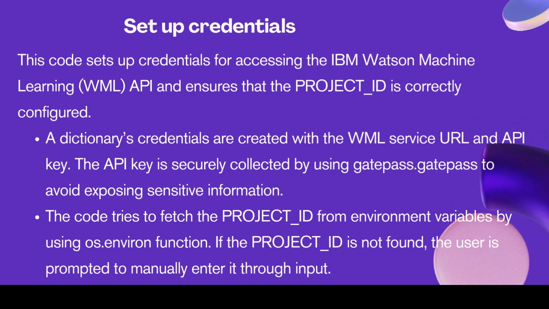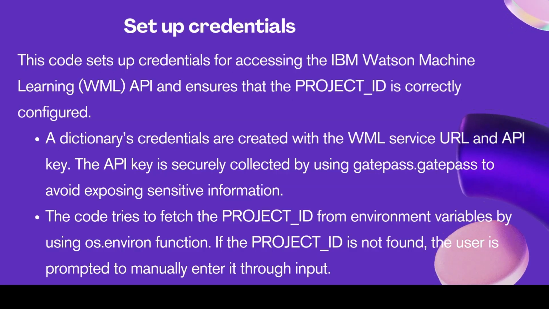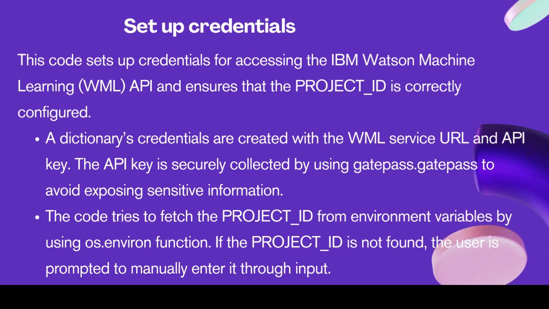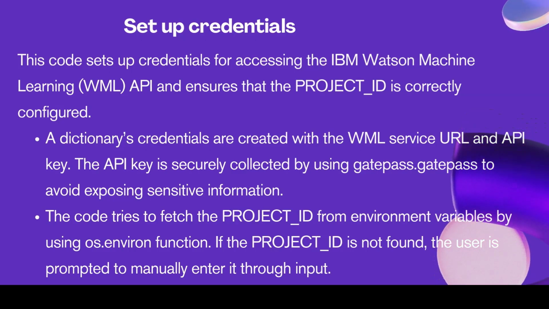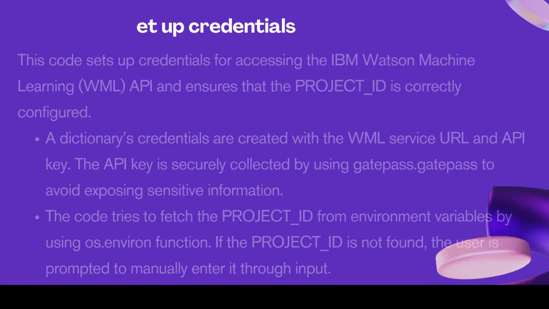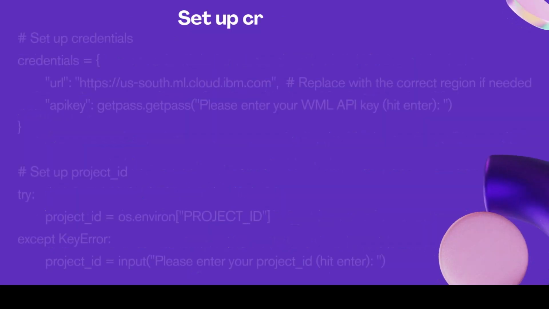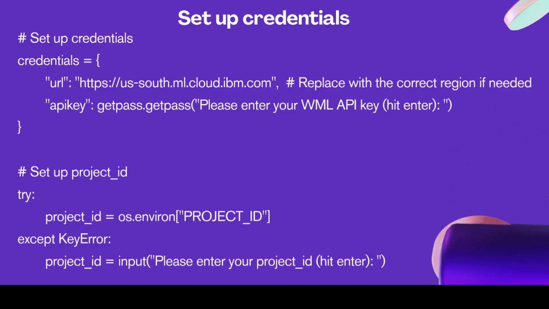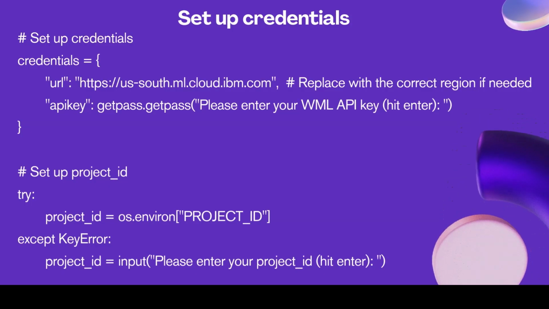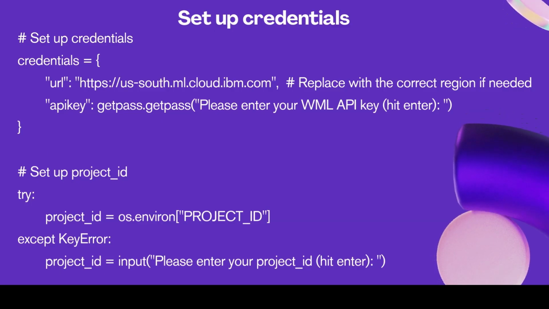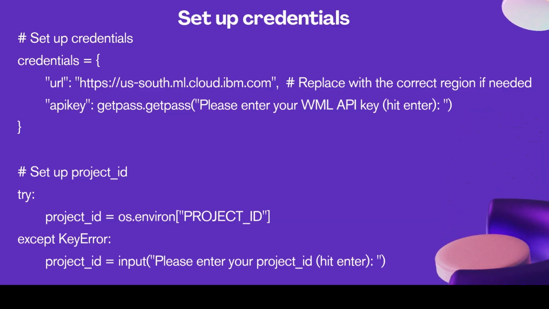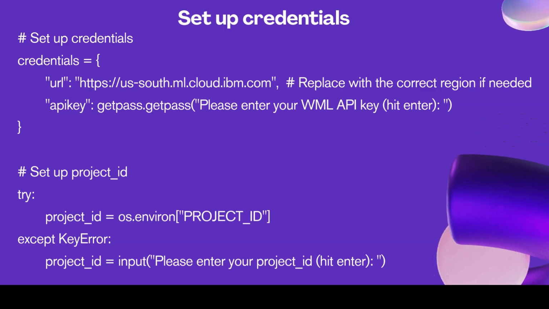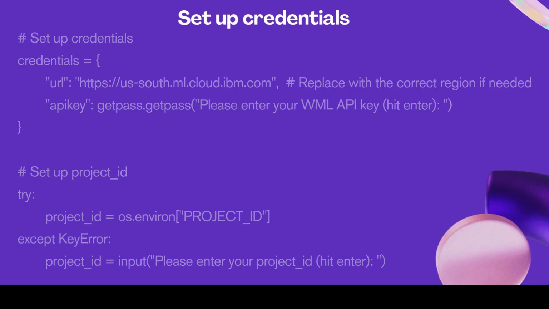Setting up credentials. We securely provide the Watson Machine Learning API key, project ID, and service URL. This code sets up the credentials and project ID for accessing the IBM Watson Machine Learning WML service. It securely prompts the user to enter their API key and project ID either from environment variables or directly from the user.